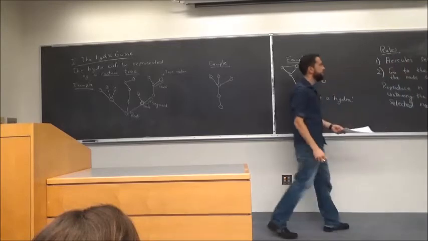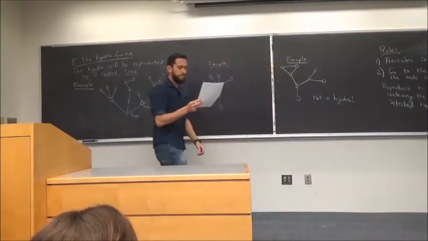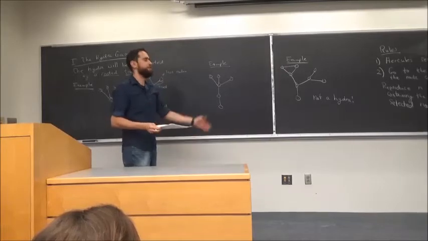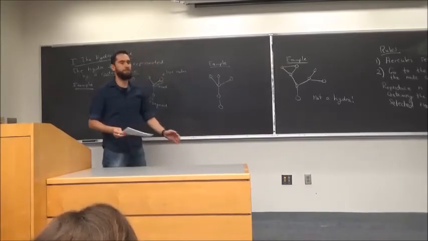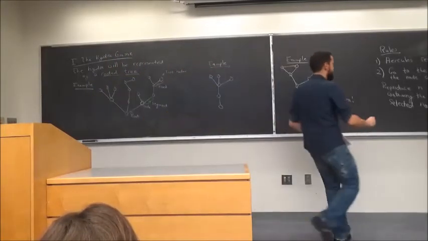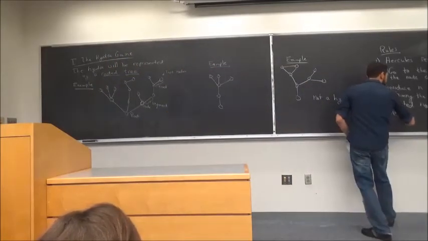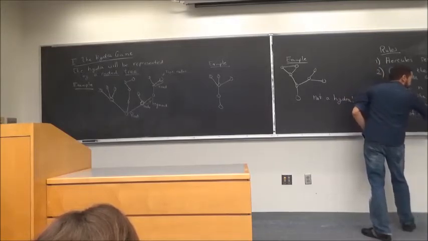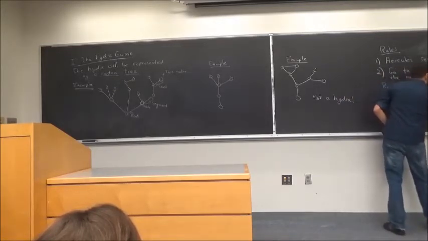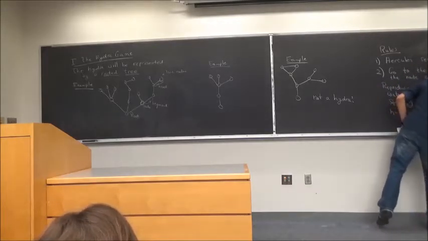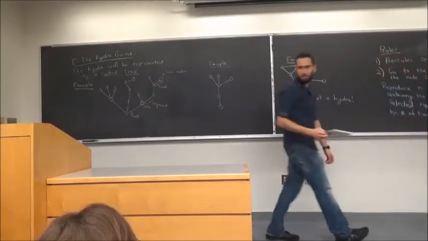Here n is the number of times Hercules has already attacked the Hydra so far. So the first time it's going to grow back 1 copy. The second time you cut off a head, it's going to grow back 2 copies. The third time it's going to grow back 3 copies, and so on and so forth. So n is equal to the number of times Hercules has already attacked. So this is our setup.